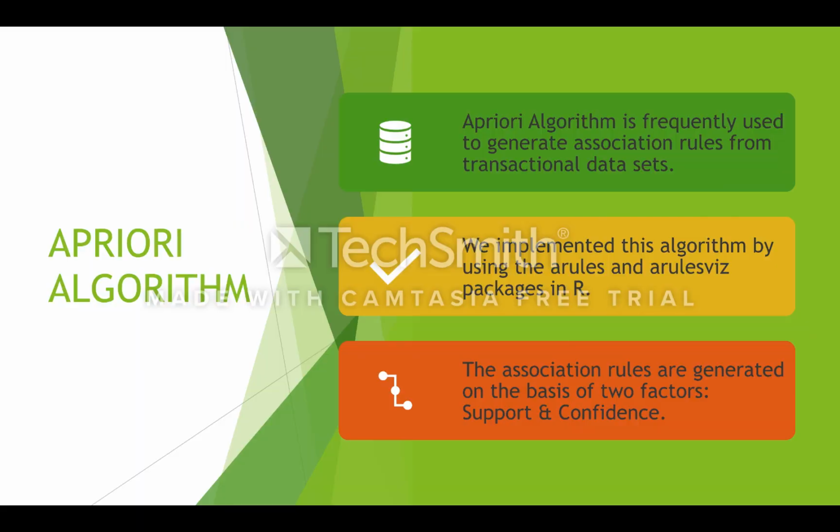Apriori algorithm. This algorithm is frequently used to generate association rules from transactional data sets. The algorithm works on the principle of generating subsets of item sets and generating rules based on the frequency of these subsets compared against a threshold value. The association rules are generated on the basis of two factors, support and confidence. For our mining component, we have considered 603 transactions which we obtained after processing the data. We are using the arules package available in R for implementing this algorithm and the arulesViz package for visualizing the results of this algorithm.